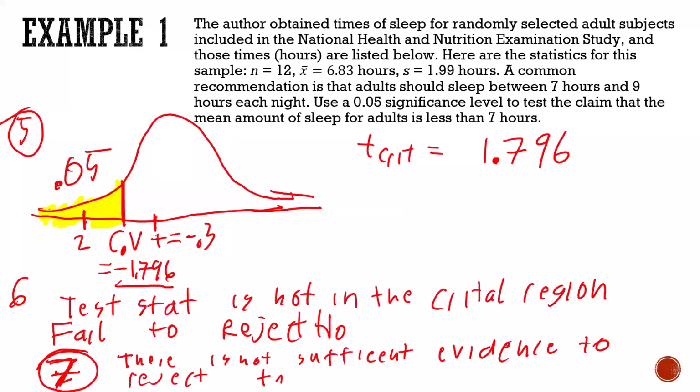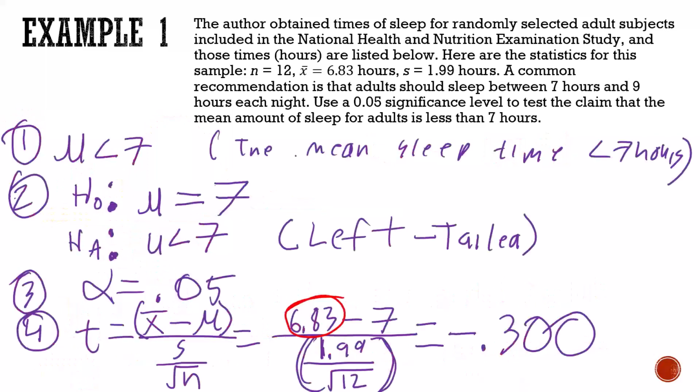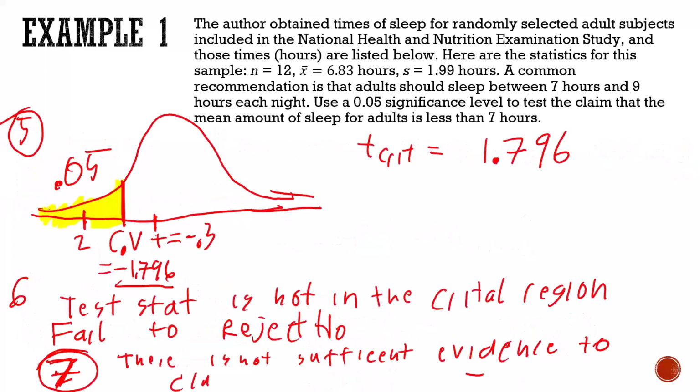So we would not be able to support the claim, right? And the claim here is that the mean... let me write it this way. So we're not rejecting the null hypothesis, right? So there's not sufficient evidence to claim mu is less than 7.